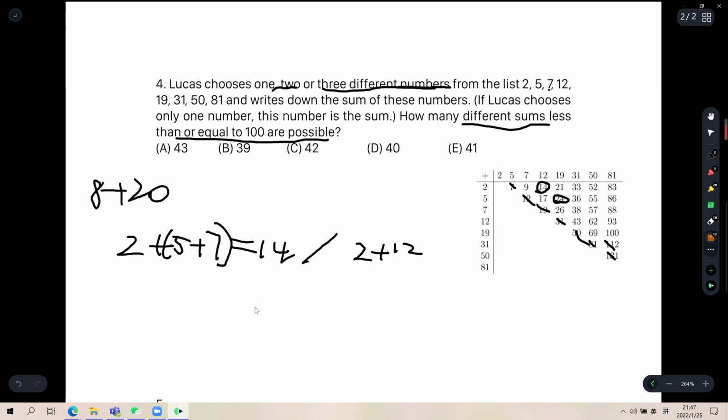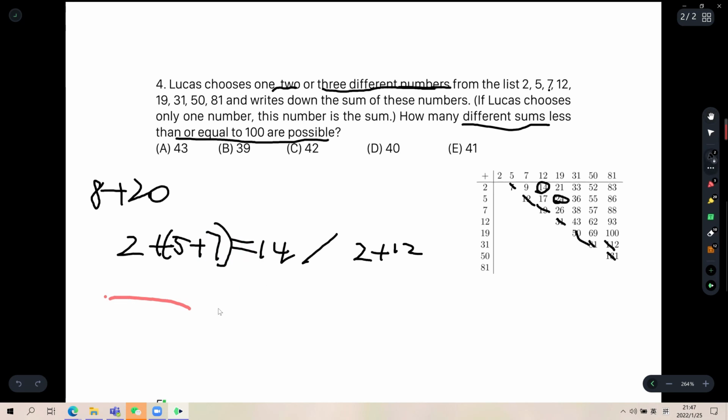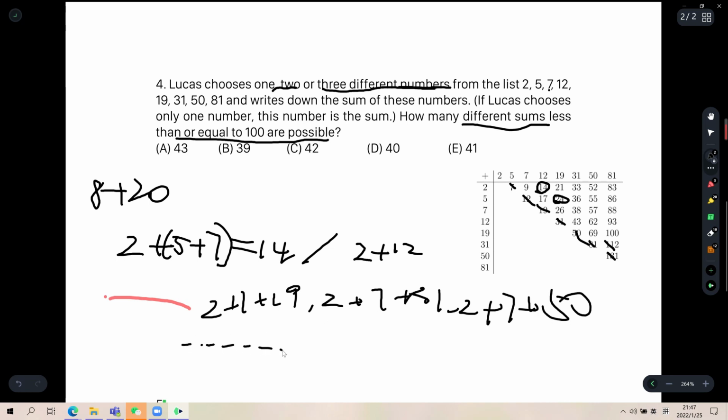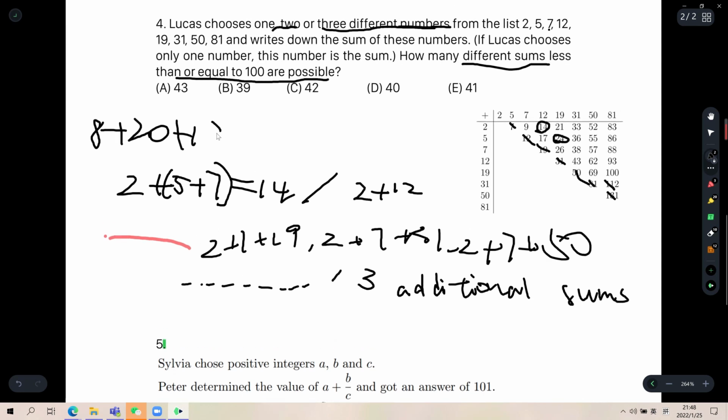So the possible solutions are 2 plus 7 plus 19, 2 plus 7 plus 31, 2 plus 7 plus 15, and there are 13 additional sums. So the final answer is 41.